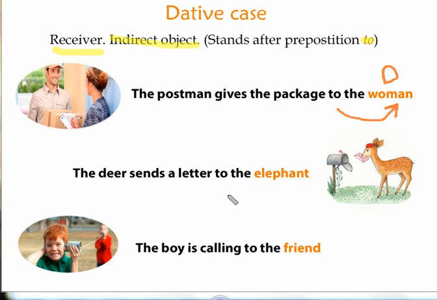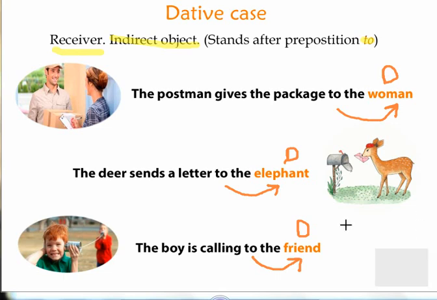The deer sends a letter to the elephant. The elephant stands right after the preposition to, so we use again dative case. The boy is calling to the friend. The friend is in dative case because the friend is the receiver of the call. So just remember about receiver and you will definitely understand dative case.